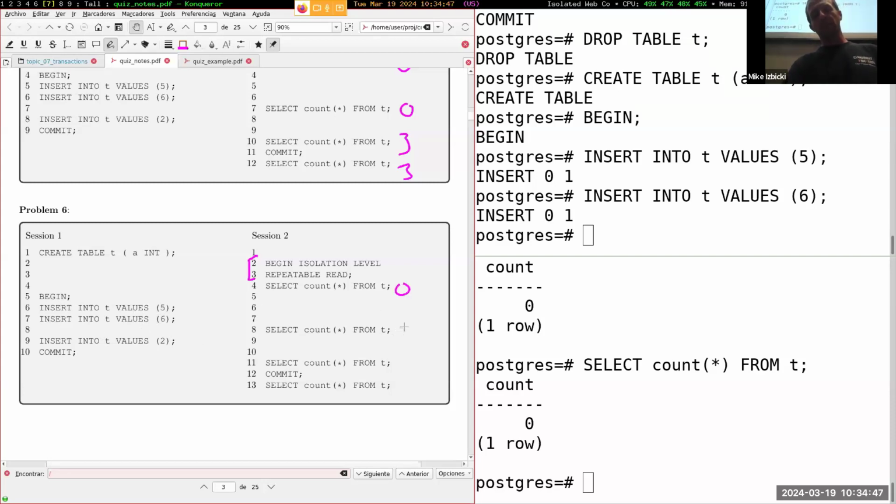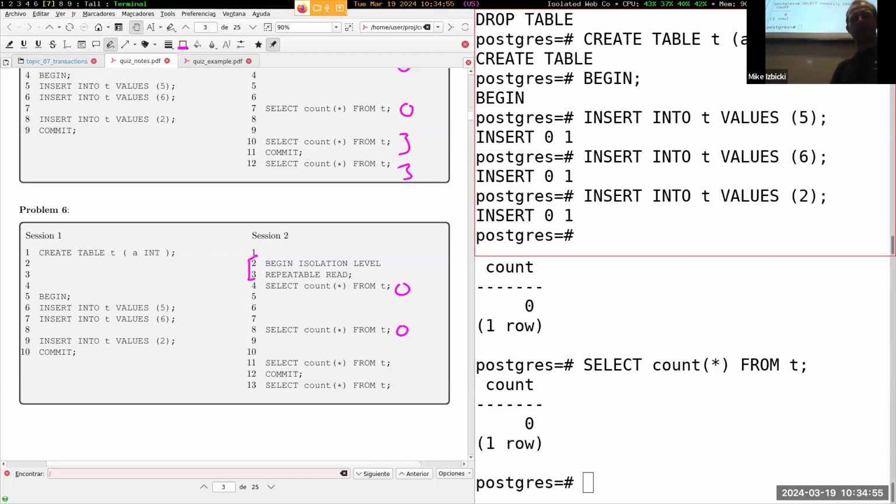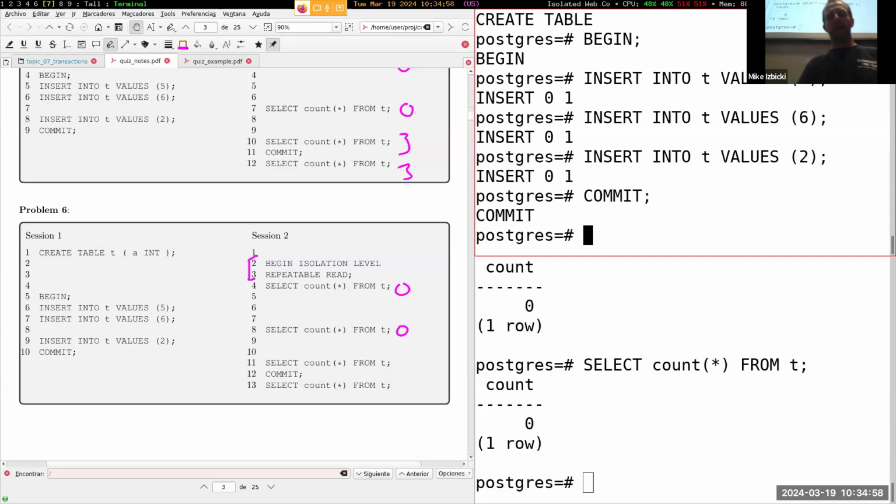So I'll update 0, 0 here again like before. And now on line 9, I will press the up arrow, change that 6 to a 2 to run line 9 right there, and let's commit those changes. And we're now on line 11. And now we have the select count star from T. Down here in the bottom right-hand corner, I'll press the up arrow and rerun this command.